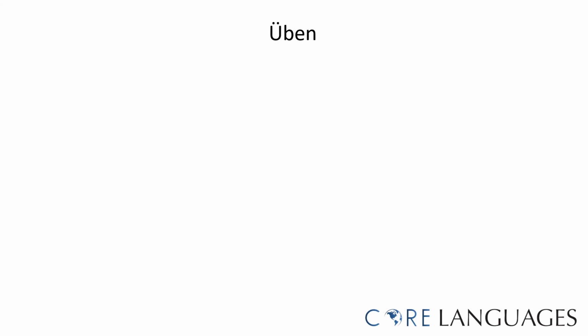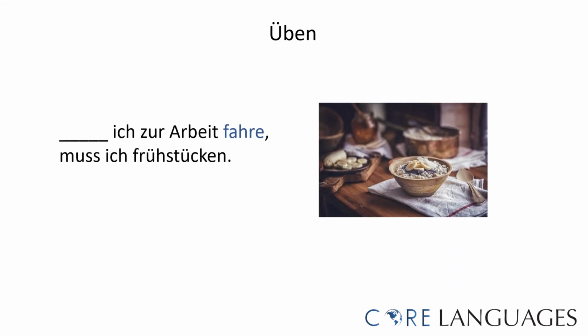How about this example? This sentence begins with a subordinate clause, and notice how the verb fahre was kicked to the end. And then also notice that the word order in the main clause is different. Bevor ich zur Arbeit fahre or als ich zur Arbeit fahre, muss ich frühstücken? The correct sentence is bevor. Bevor ich zur Arbeit fahre, muss ich frühstücken. Before I drive to work, I must eat breakfast.